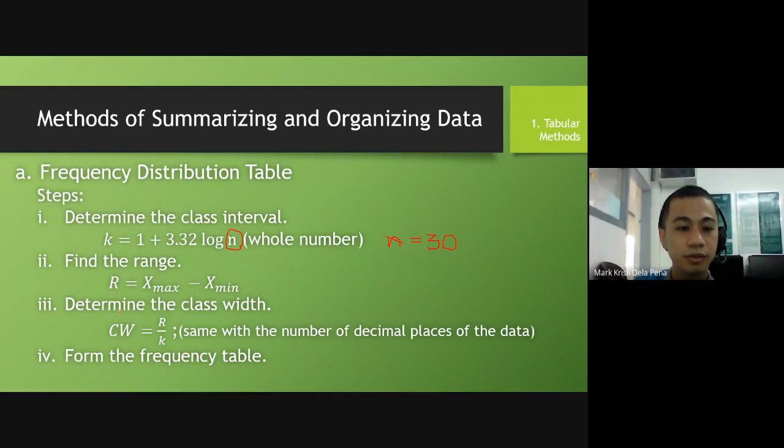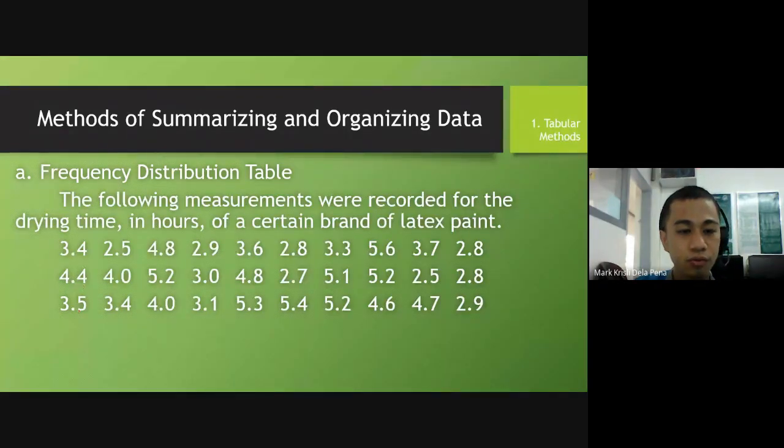Then how do we calculate for the range? Our range is again equal to the largest value minus the lowest value. We will check what's the largest value and the lowest value in our data. You have there 3.4, 4.4, 3.5. You have 2.5, 4.0, 3.4, 5.2, 2.9, 3.0. Then 5.3, 2.8, 2.7, and you have 5.6, 4, 2.5, 4.7, 2.8, 2.8, which means 5.6 is our largest value, 2.5 is our lowest value.